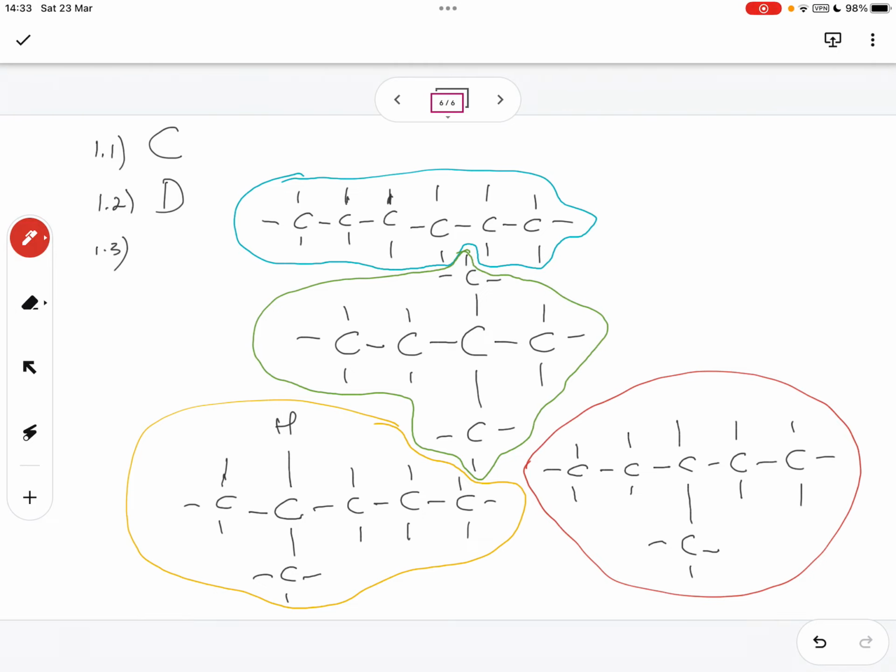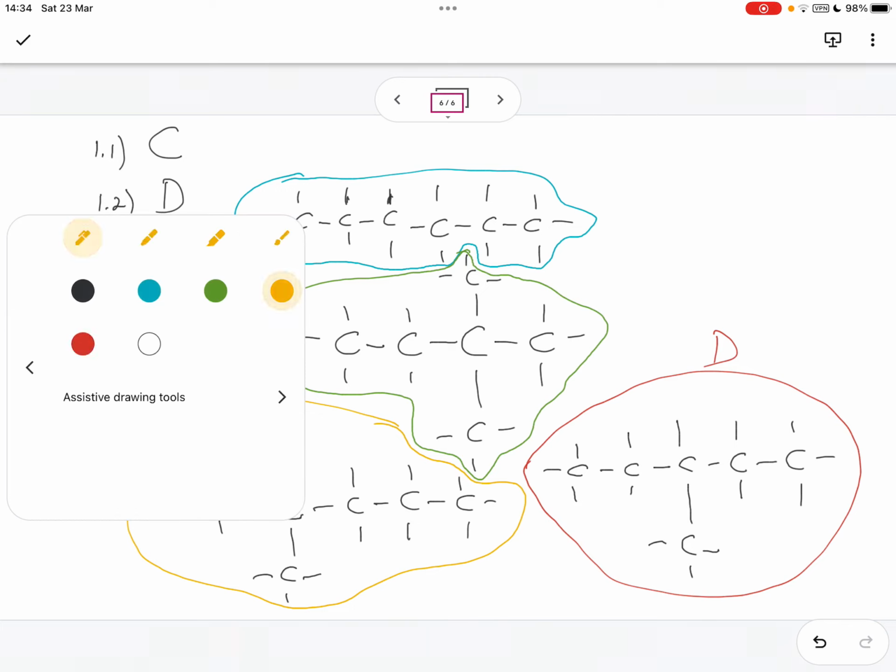So straight chain molecules have higher melting points and boiling points. Therefore, the longer the carbon chain, the higher the melting point. So D would have a higher melting point than the other three. Let's put it like this: the blue one is A, the green one is B, the yellow one is C, and the red one is D.